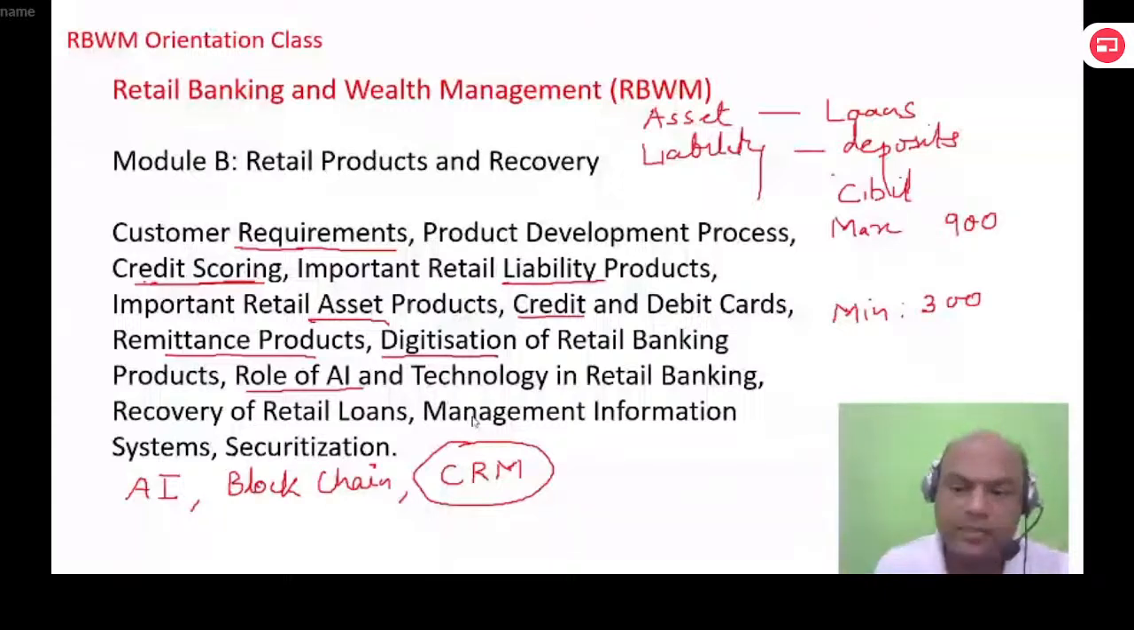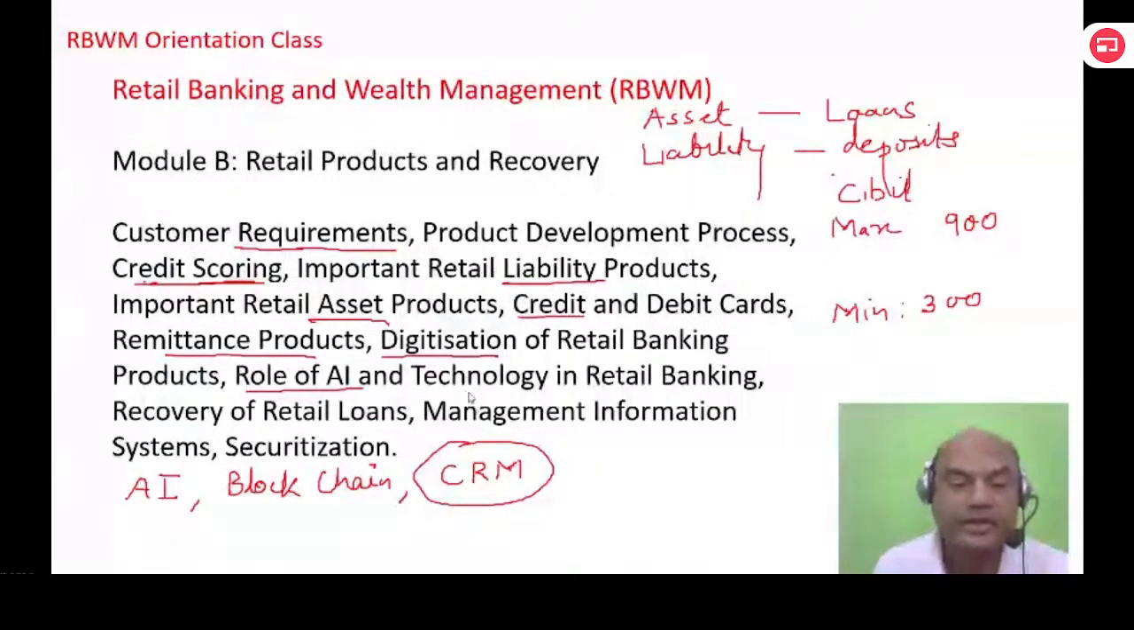Right? So whatever we get is a part of your CRM. CRM is a software which will give you the details about the customer based on the transactions. Who is a good customer? Who is the HNI customer? Who is a not worthy customer? So these things are covered under CRM.